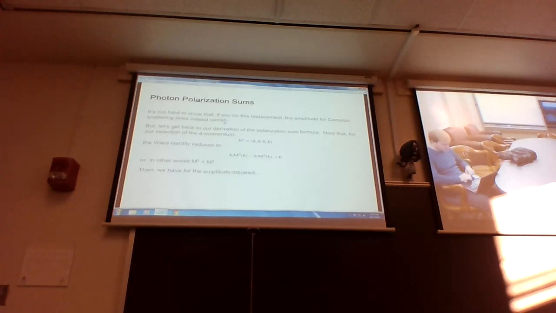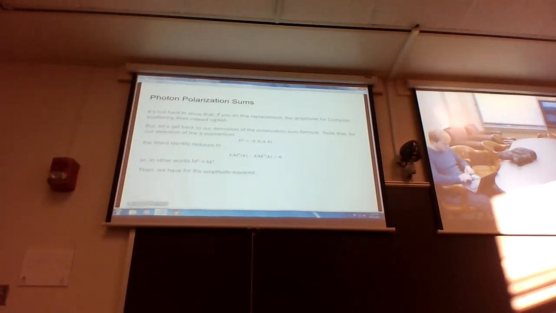All right, we can go back to the calculation of the Compton scattering amplitude, or the matrix element squared. Actually, sorry, before that, we want to go back to our derivation of the polarization sum. We're trying to show that this replacement of summing over polarizations with minus g is valid.